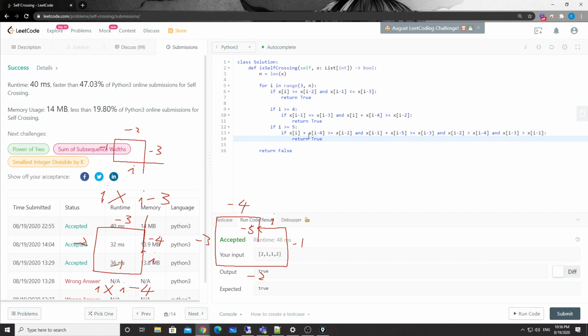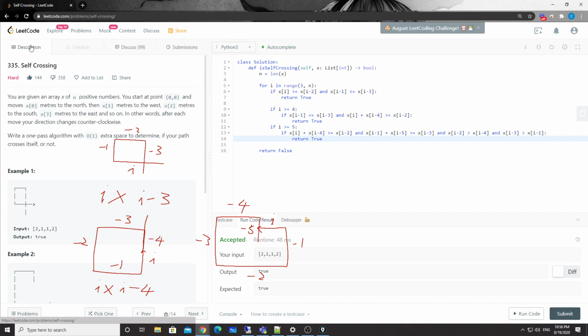It's passed. I would say it's a math plus observation problem. That's why a lot of people don't like it. I think the key idea for this problem is that you just need to draw as many scenarios as possible, and you should notice how many ways the current I can be crossing the previous lines.